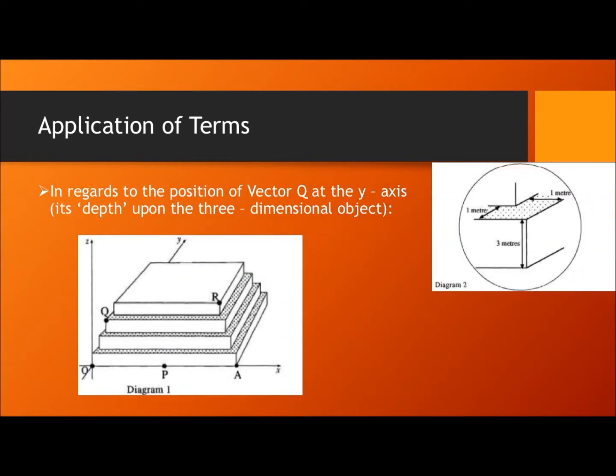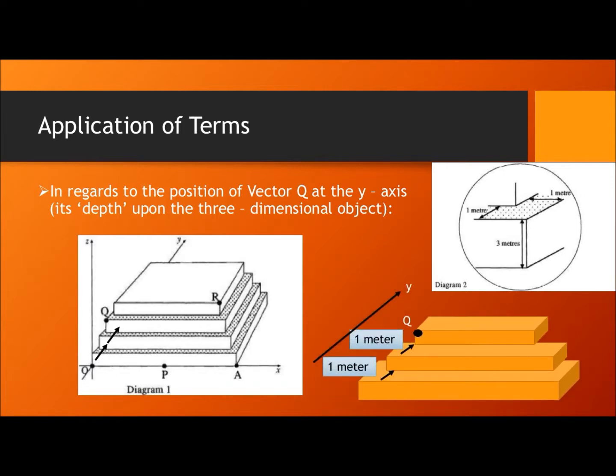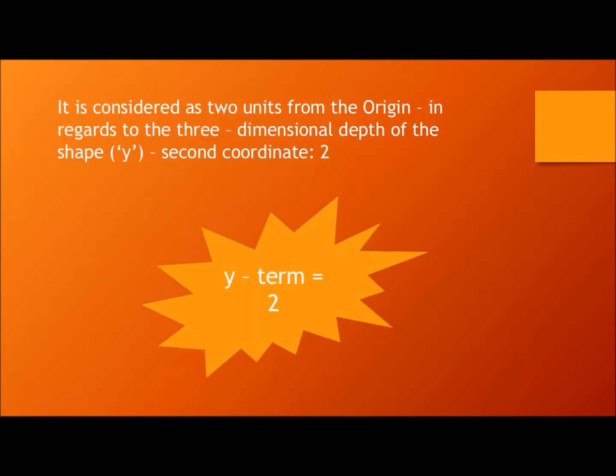In regards to its depth upon the pyramid, it is situated at the surface of the third step, in which the given shaded area is equal to 1 meter. Hence, we could identify that vector q is positioned 2 meters from the origin as per the y-axis to obtain a second term of 2.